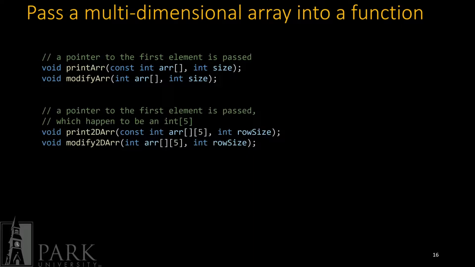For a 2D array, a pointer to the first element is passed into the function. Here the first element is an int array of 5 slots. You must specify the column dimension size. So you can see here that the row size is optional, but we have to pass in the column dimension size, and then we're passing in the row size as a variable.